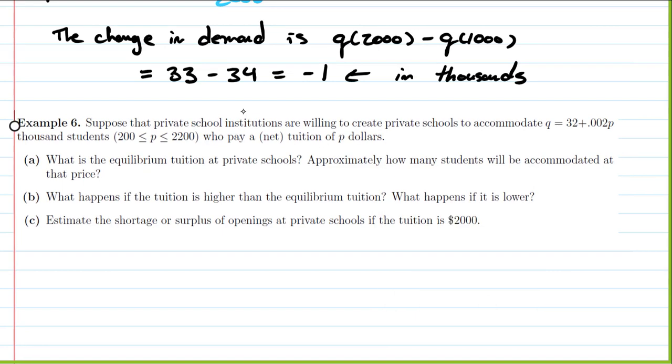Suppose that private school institutions are willing to create private schools to accommodate Q equals 32 plus 0.002p thousand students, same domain, 200 to 2200, who pay a net tuition of p dollars. What is the equilibrium tuition price at private schools, and approximately how many students will be accommodated at this price?